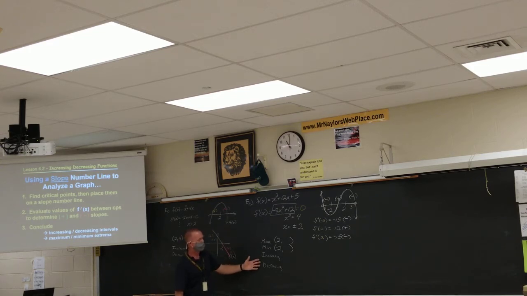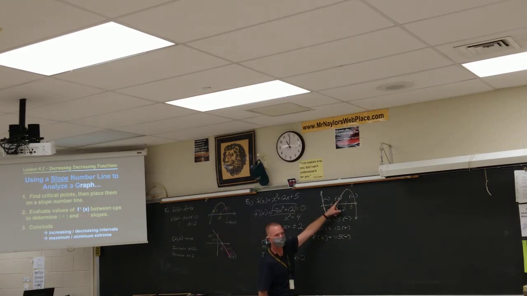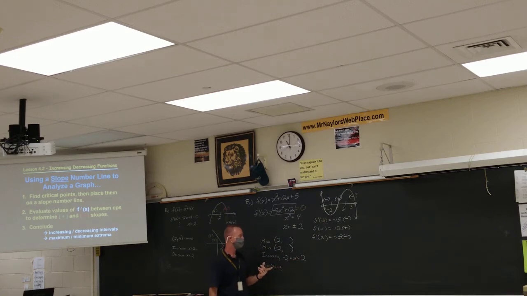Okay, and then we can give a little increasing, decreasing. Increasing just means the slope is positive. I want you to realize that we already figured that out. Based on the number line, the slope is positive between -2 and 2. So that's the same thing we figured out when we put this plus sign here between -2 and 2. Then, of course, it's decreasing in the other spaces.